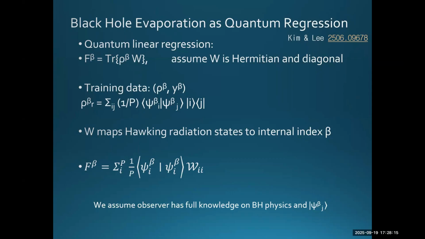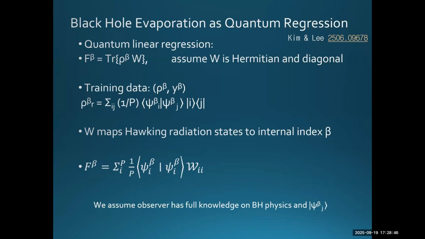What is F beta? This is the model function, a linear function. What is W? W is a weight, something like a slope. So trace rho beta W gives what? F beta. Who is rho? The density matrix.